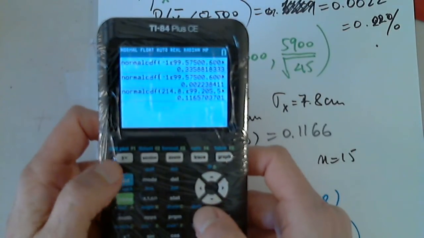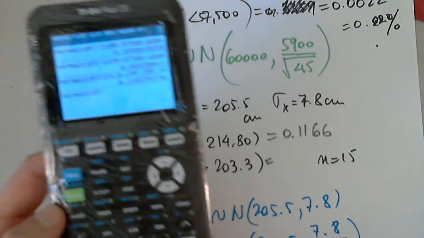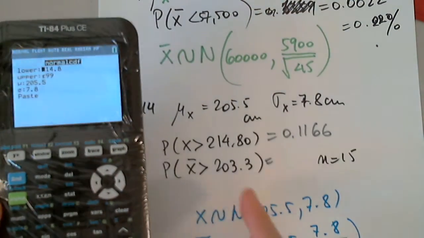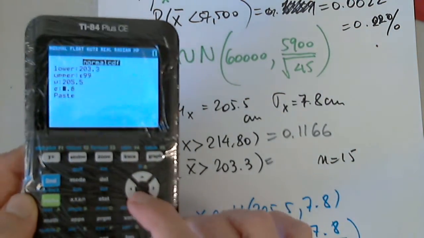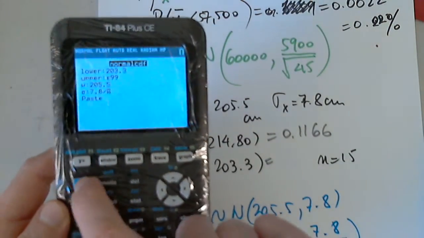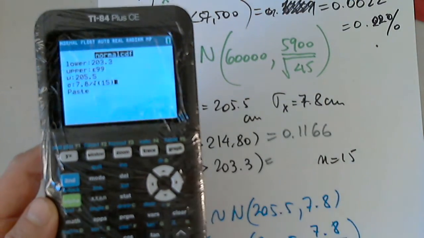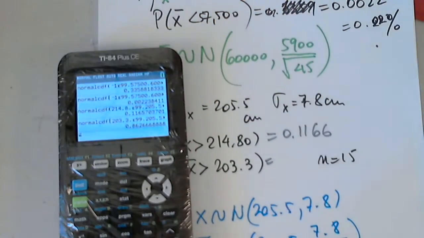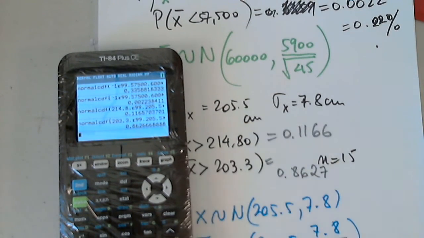Now I redo normal distribution, normal CDF. That's not what I meant. Okay, so now lower is 203.3. Upper is still infinity. Mean is still that. However, this is 7.8, but divided by the square root of 15. And close the parenthesis. And now I paste. And now I get 0.8627.